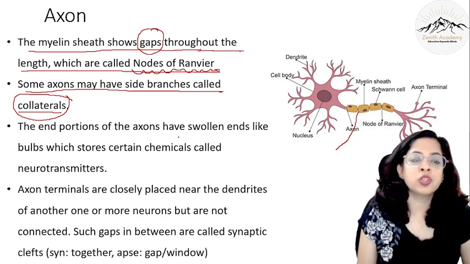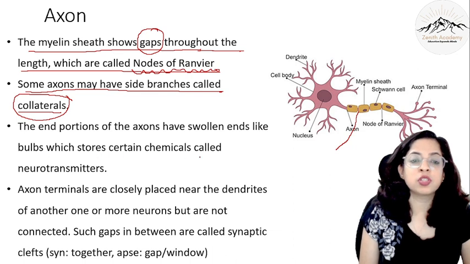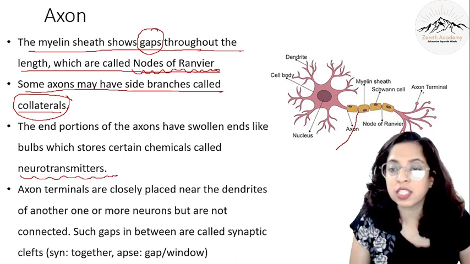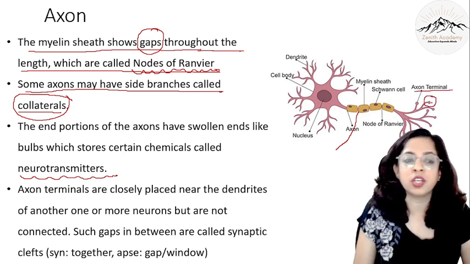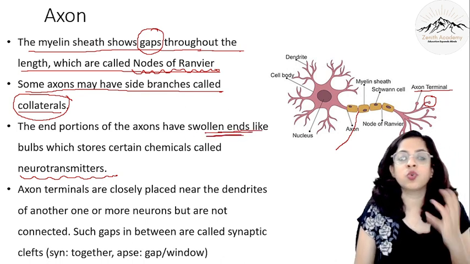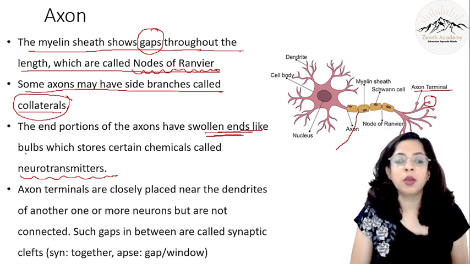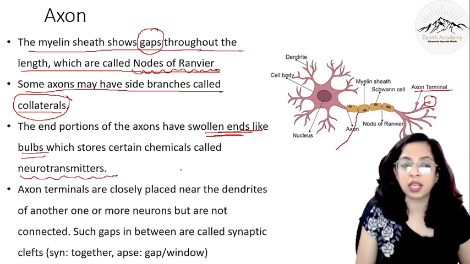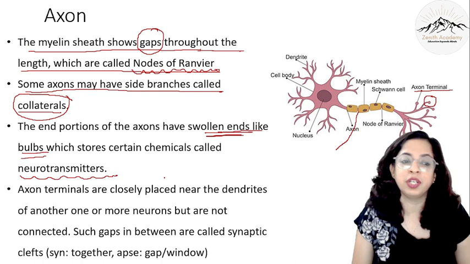The end portions of the axon have swollen ends like bulbs which store certain chemicals called neurotransmitters. Can you see these axon terminals? Can you see these bulb-like structures out here? So end portions of the axons have swollen ends. Okay, why are they swollen? Swollen ends like bulbs because they store certain chemicals called neurotransmitters.